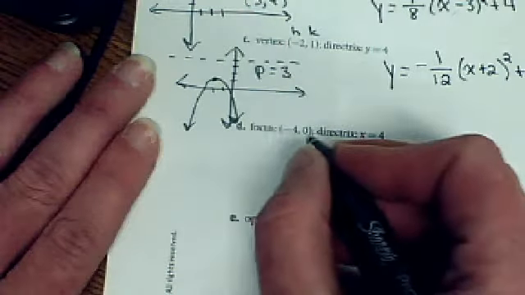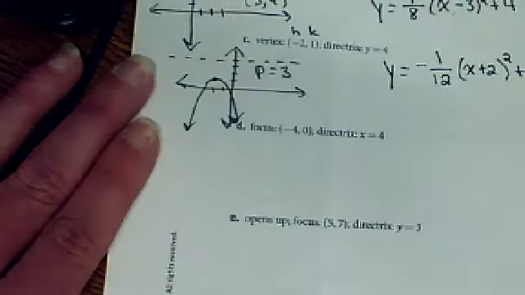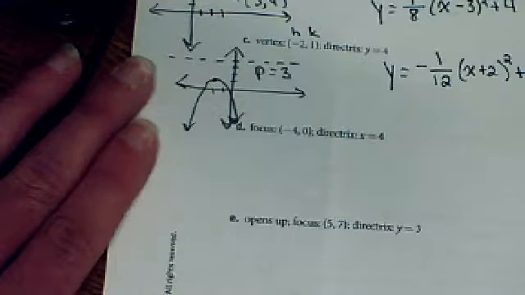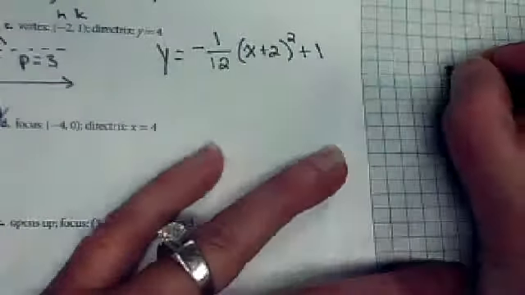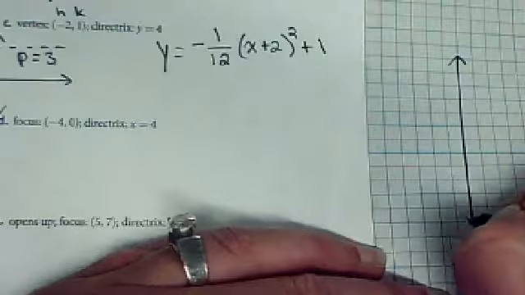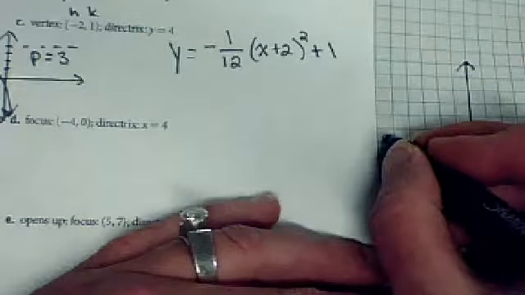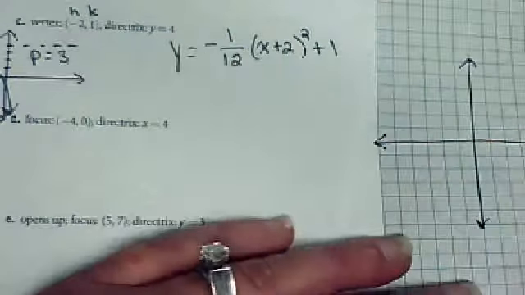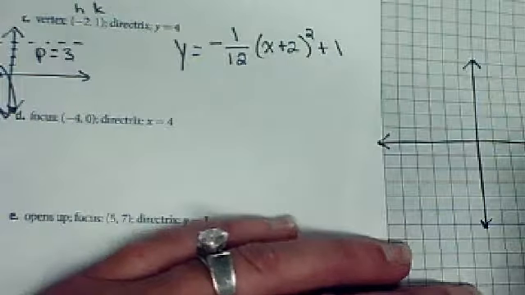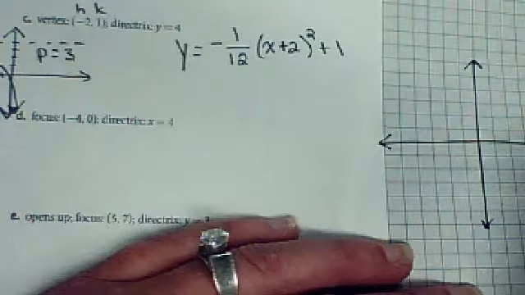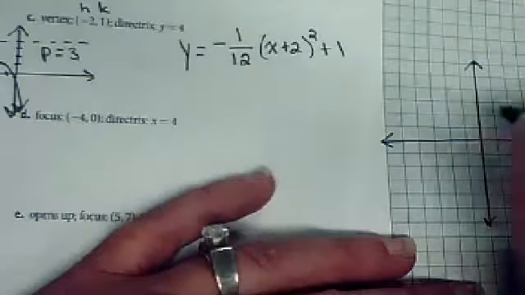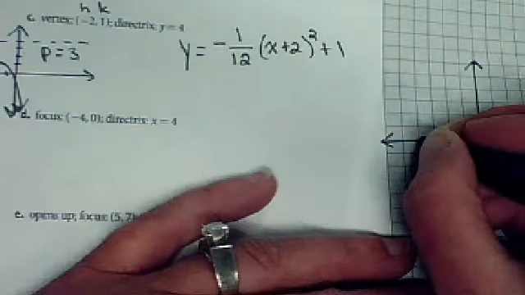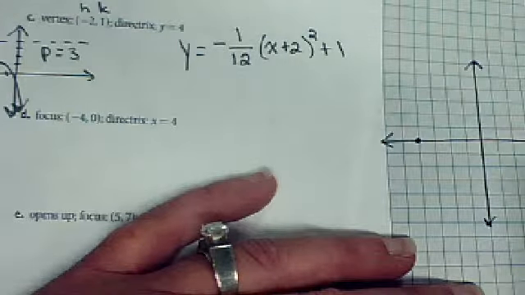Focus is at (negative 4, 0), and the directrix is at x equals 4. Uh-oh, they switched up on us. This one I am going to do on my grid over here. What didn't they give us that they've been giving us on the other problems? They didn't give us the vertex. All right, so let's go to the focus. It's at negative 4, negative 1, negative 2, negative 3. Here it is. And the directrix is x equals 4.